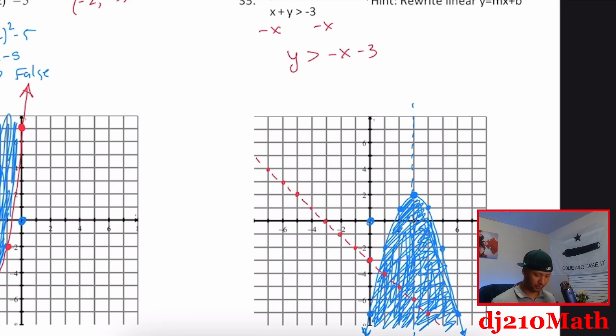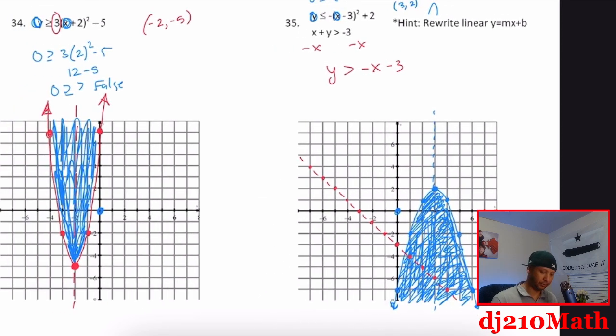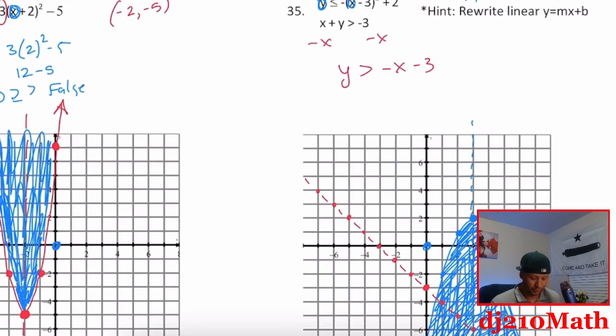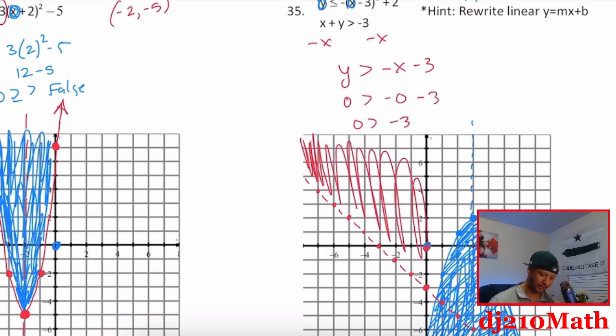Now, you could do your little trick because it's greater than and shade on whatever side, or just plug in 0, 0, like it never fails. Like I don't understand, right? This is 0 greater than -3. Is 0 greater than -3? Yes, it is. All day it's greater than. 0 is bigger than any negative number. So that means I'm shading on the side that contains 0, 0.